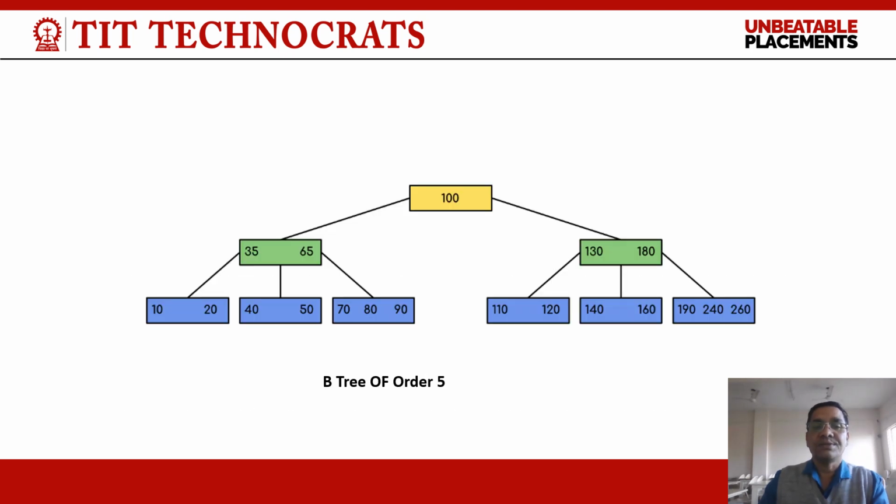and deletion. This is an example of a B tree of order 5, where the maximum number of children of any node is 5, and the maximum number of keys at any node is 4.